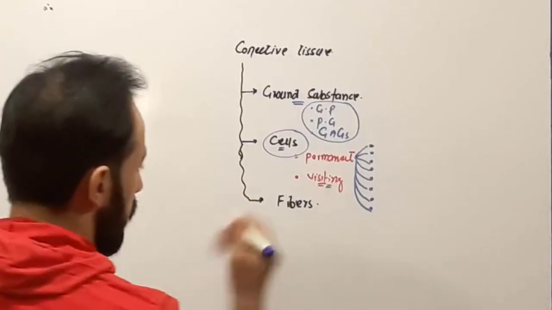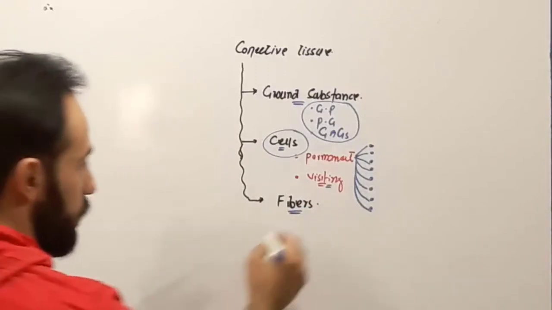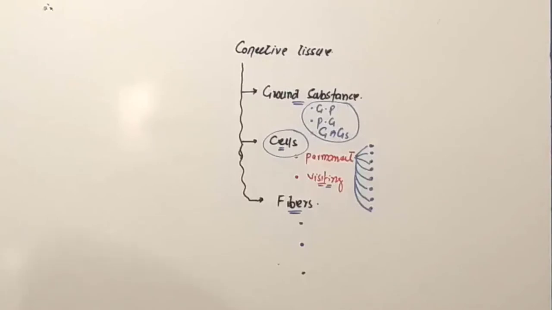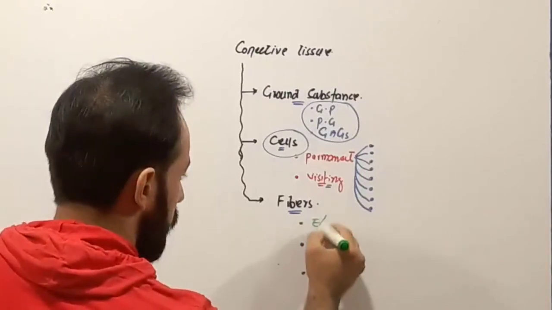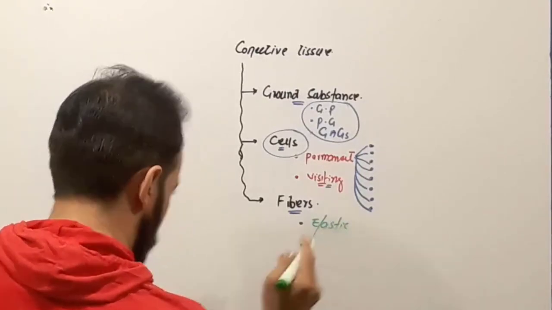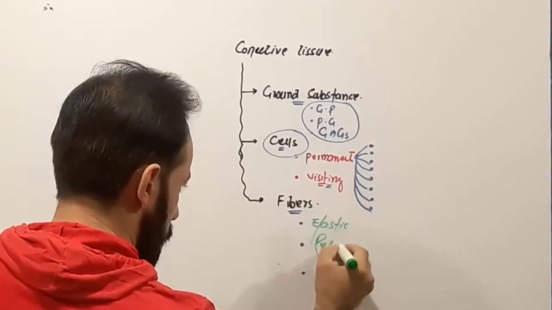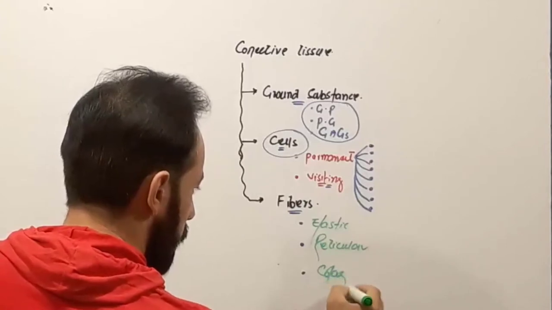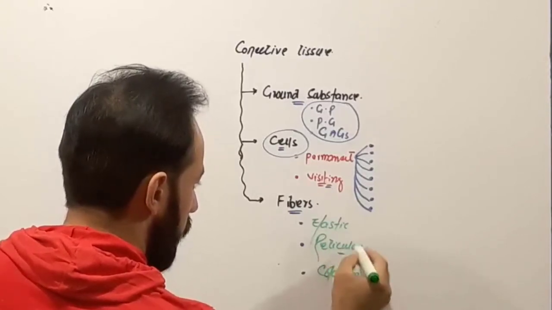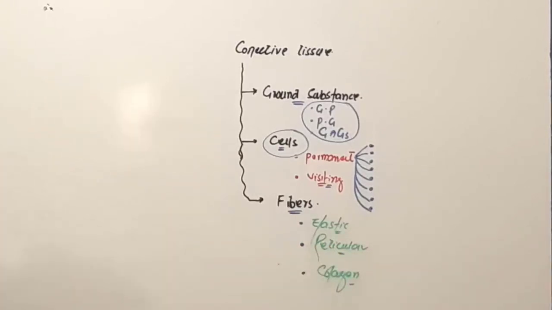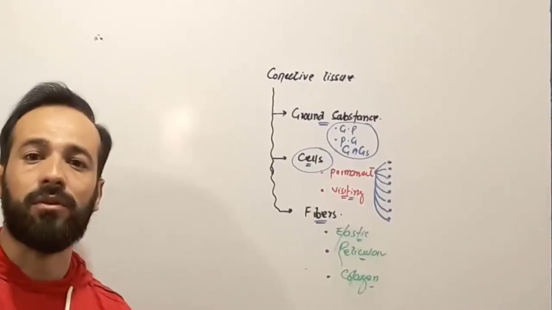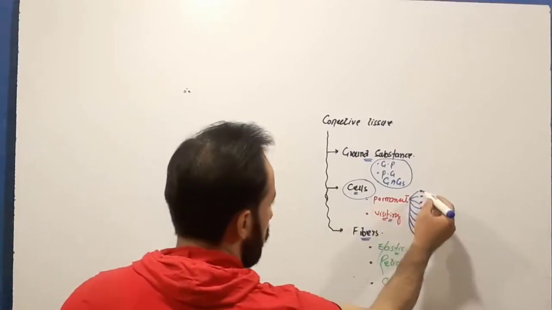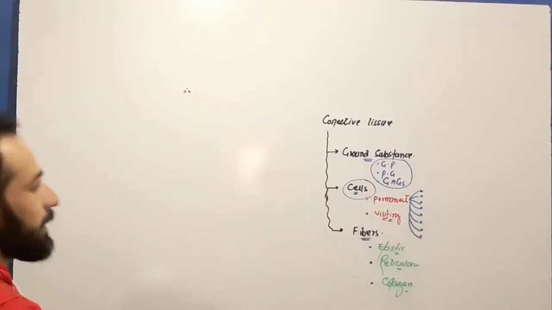Right, then we said that there are fibers in the connective tissue, and there are three important types of fibers: the elastic fibers, the reticular fibers, and the collagen fibers. In the coming lectures we will have a complete lecture on these elastic fibers, reticular fibers, and collagen fibers of the connective tissue. So friends, let us discuss these cells each in detail.